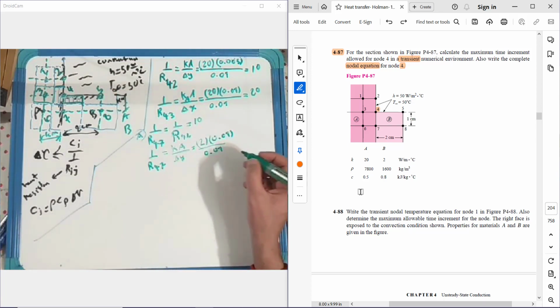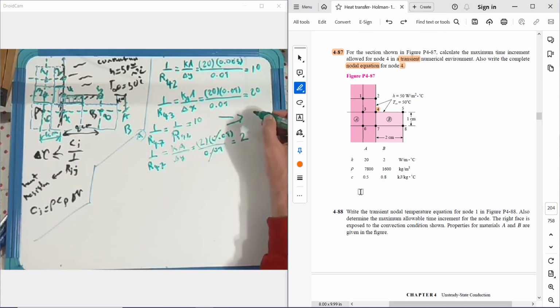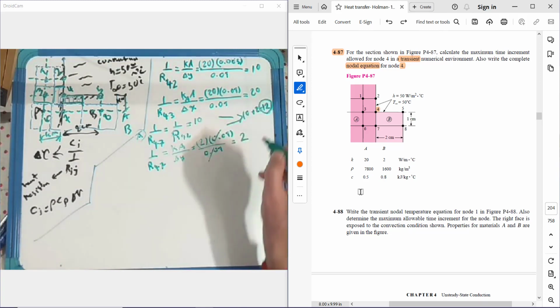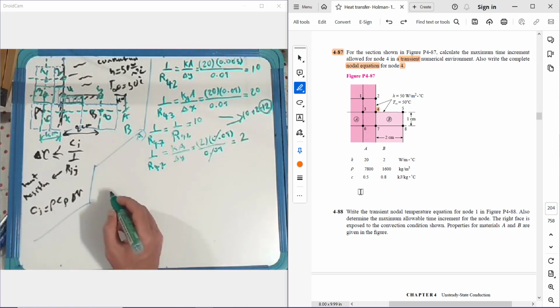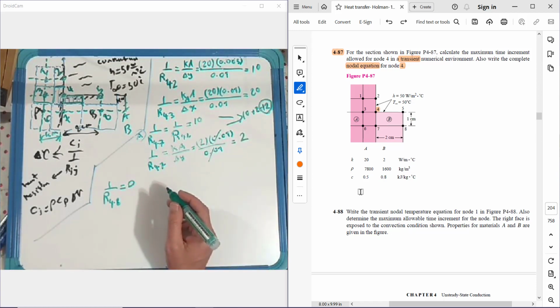Here, 1 centimeter. Okay, it would be 2. Then for 7, 10 plus 2 would be 12. Okay? So another point, 4 to 8. But do we have any interface between 4 and 8? No, and this is 0. Any resistance between them. Okay.